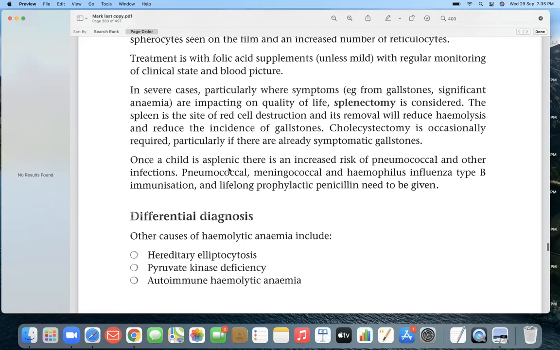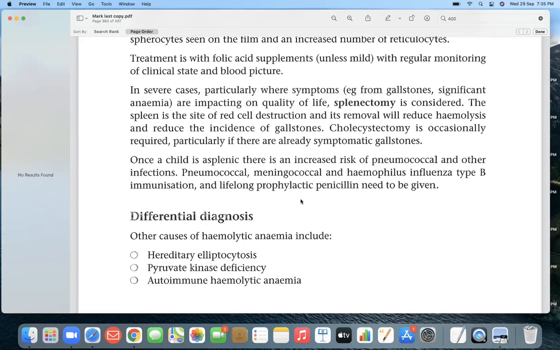Once a child is asplenic, okay, suppose you did splenectomy and now the child is considered asplenic, there is increased risk of pneumococcal and other infections, that is pneumococcal, meningococcal, and HIB. Immunization and lifelong prophylactic penicillin need to be given. So when they are asplenic, you have to consider all these: pneumococcus, meningococcus, and HIB immunization and prophylactic penicillin.